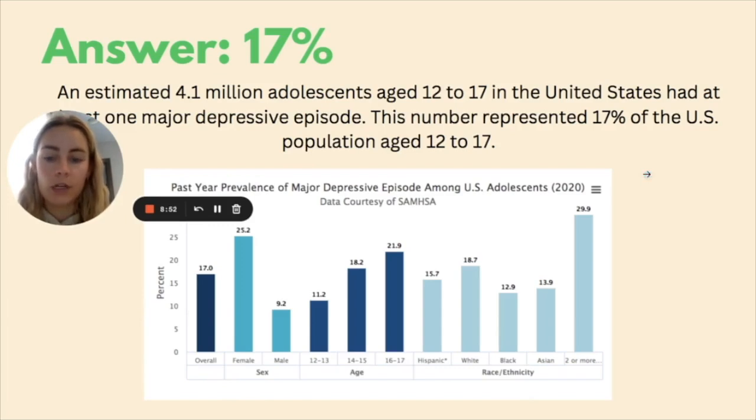So I really like this graph because not only does it go into overall how many people have been struggling, how many adolescents have struggled with a major depressive episode, but it also goes into more details about sex, age, and ethnicity. So you can see here that females are more affected than males with major depressive disorder, and females are actually at 25.2% of females that are adolescents have struggled with a major depressive episode. Males are also at 9.2%.